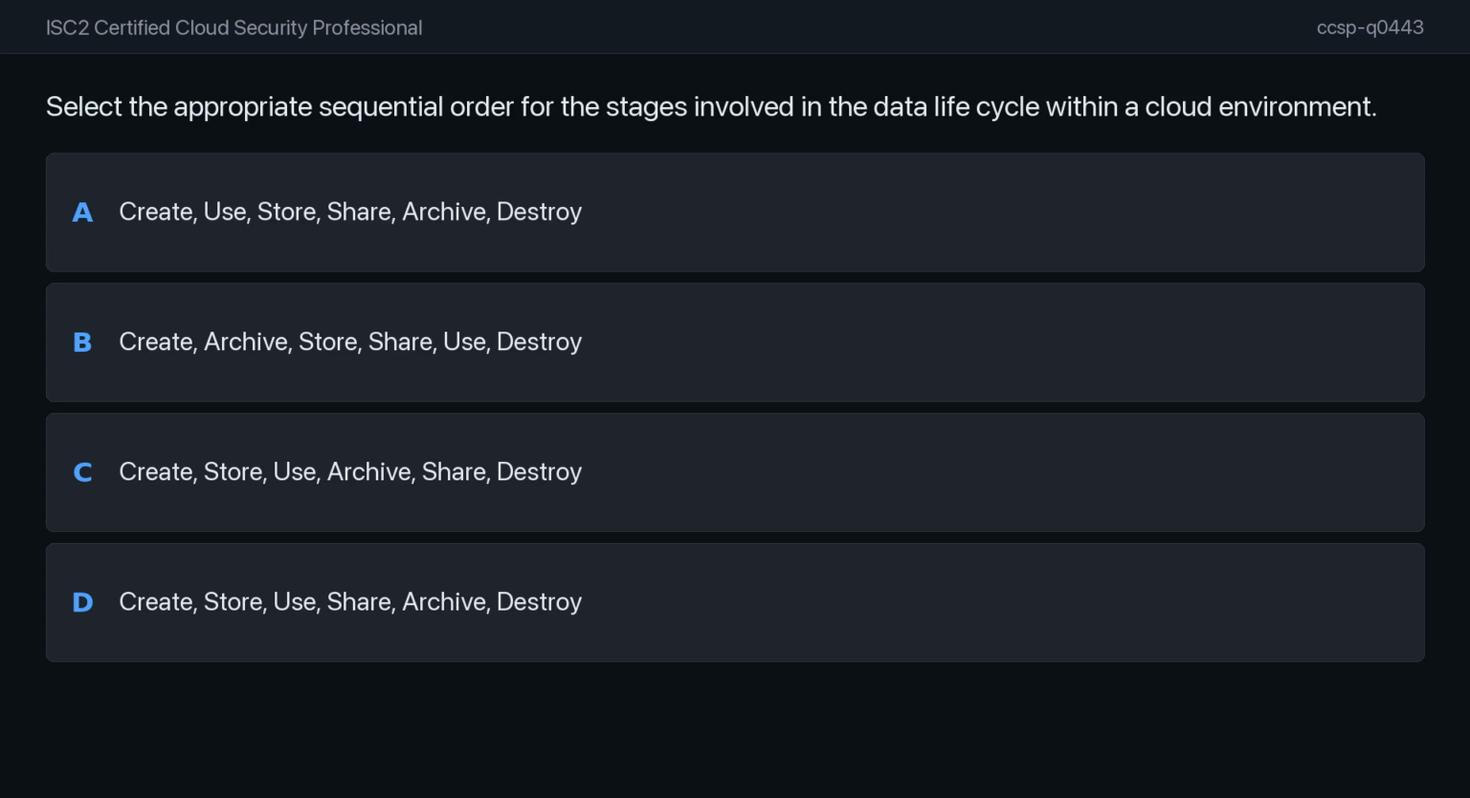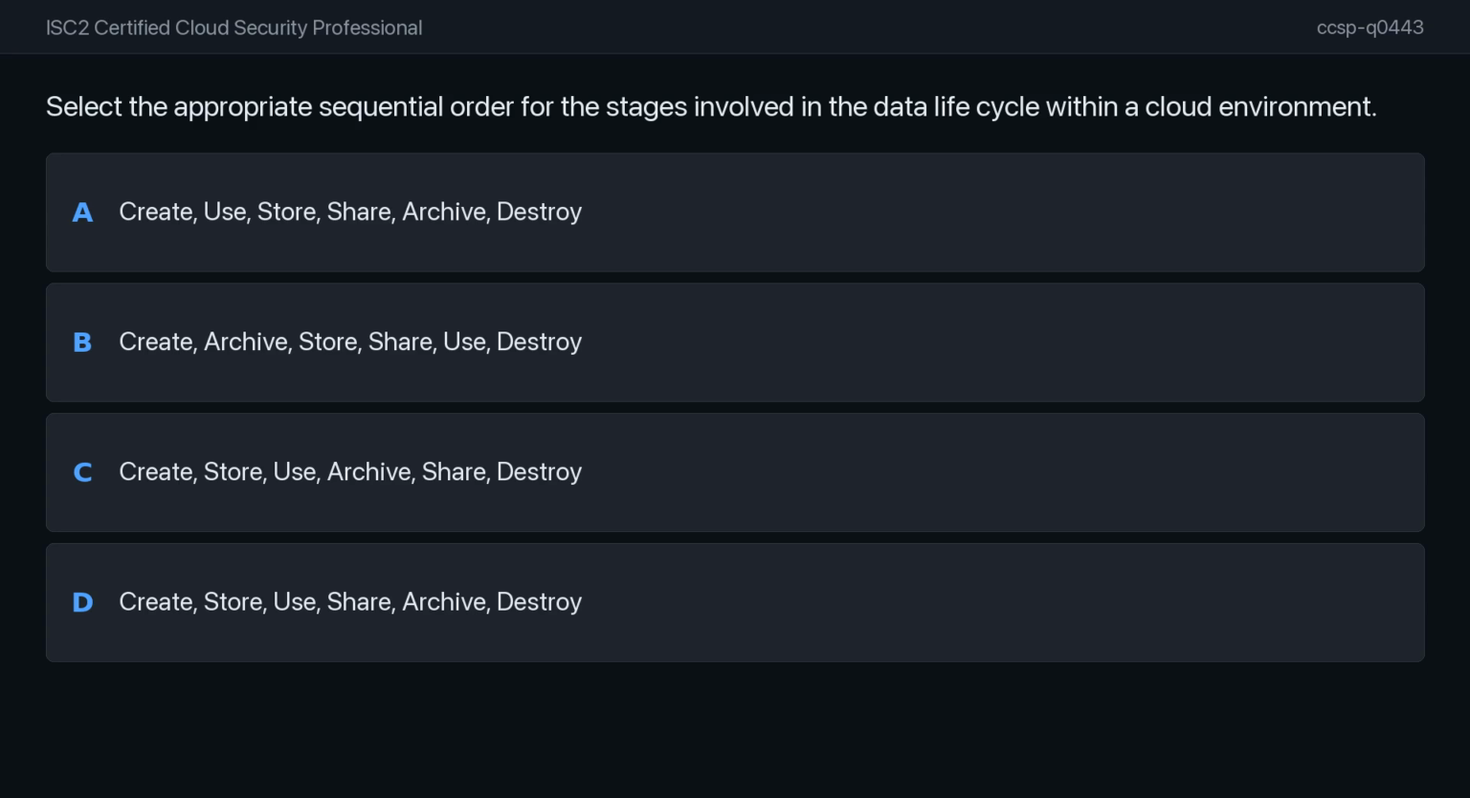Okay, the key thing to remember here is what is the logical process. The first thing we need to do is create data. So that leaves us with options A, B, and D. Then, once we've created that data, we're usually going to store it. So that gives us options A and D. Option B is already eliminated, as after creation, it goes to archive, which is a later stage.